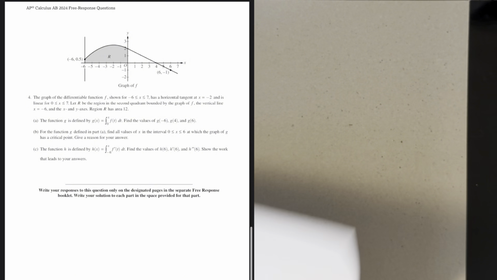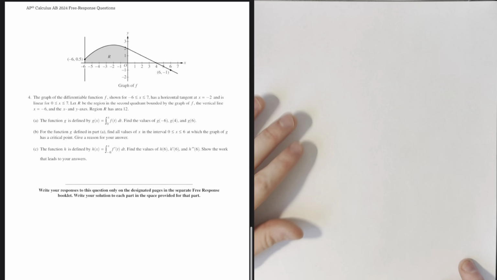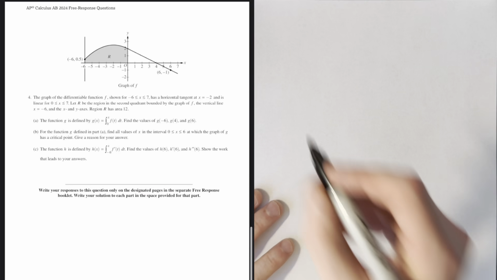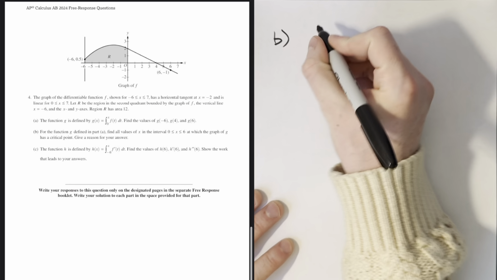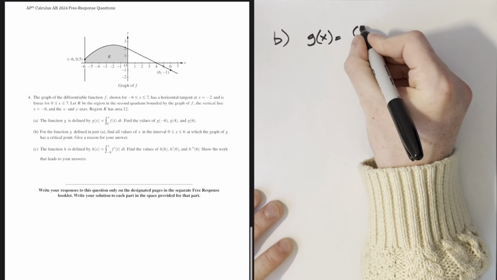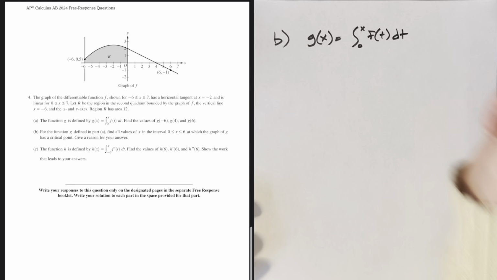So part B says for the function g defined in part A, find all values of x in the interval from 0 to 6 at which the graph of g has a critical point, and give a reason for your answer. Part B. You know that g of x, as we wrote before, is the integral from 0 to x of f of t dt. Okay.